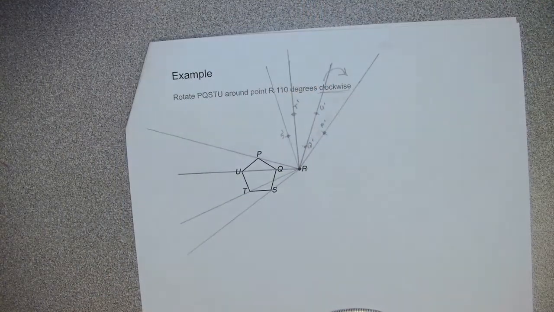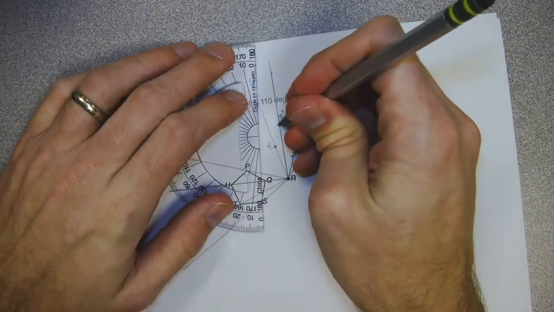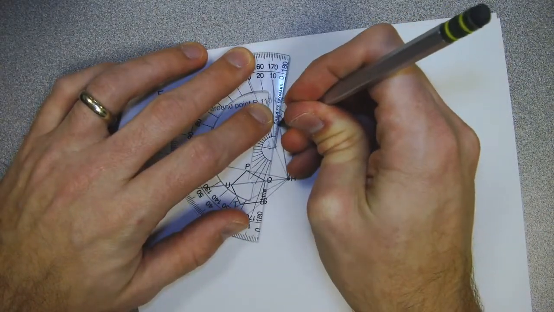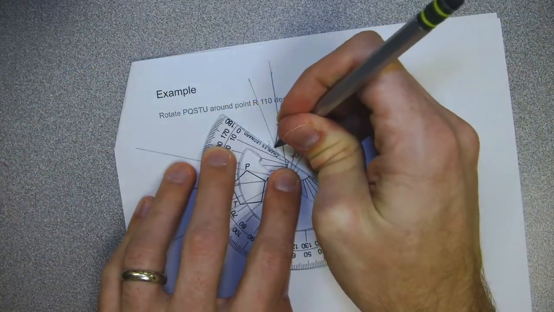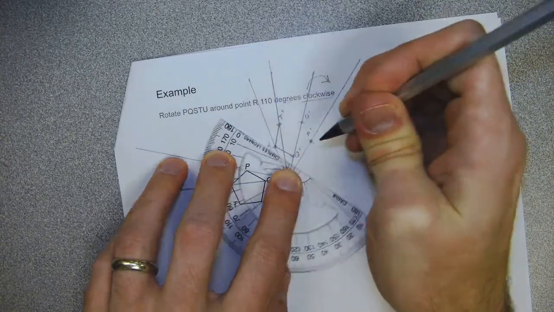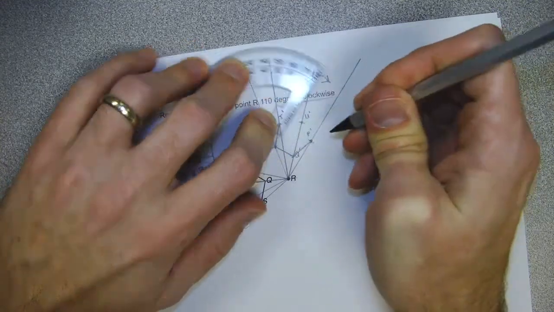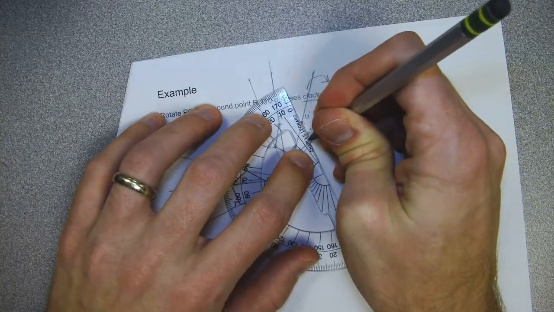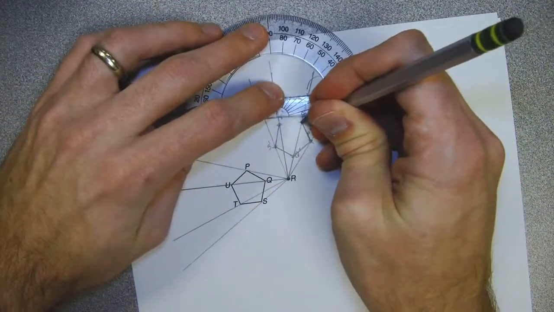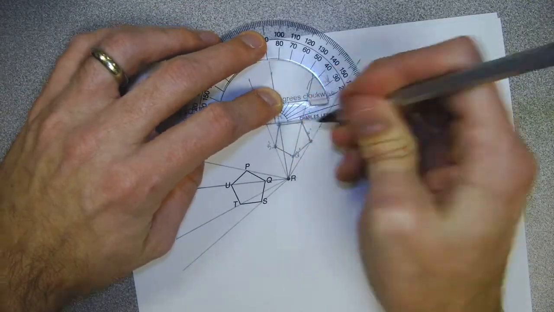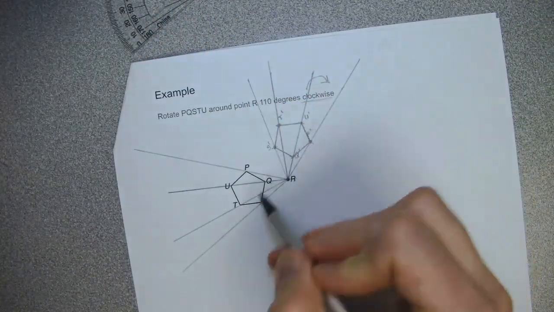So now what we get to do is play connect the dots. So for example, from T to S, S to Q, P to Q, there we go, U to P, and finally U to T. There we go. So notice there's a little bit of a distortion there.